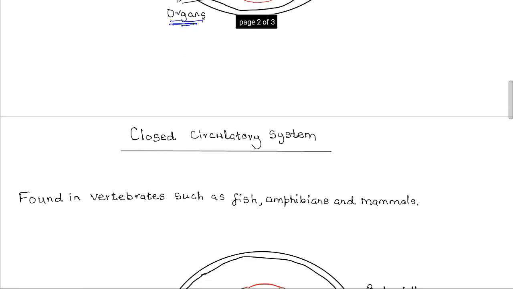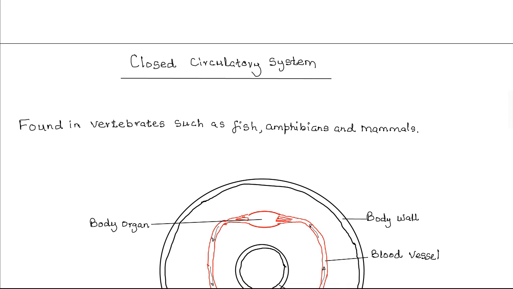The second circulatory system is the closed circulatory system. Now, in this system, the blood is pumped and flows through closed vessels. So here, the blood is confined within closed vessels. The blood never comes into contact with the tissues directly. This system is found in vertebrates, such as fish, amphibians, mammals, and of course reptiles and birds.